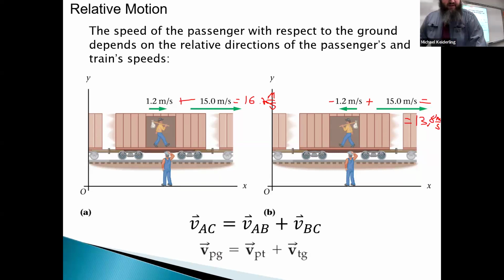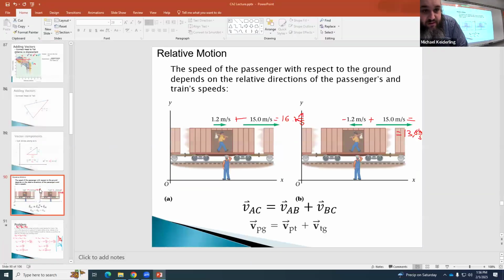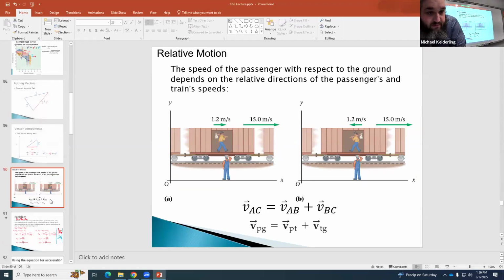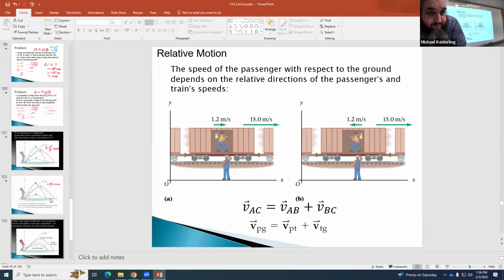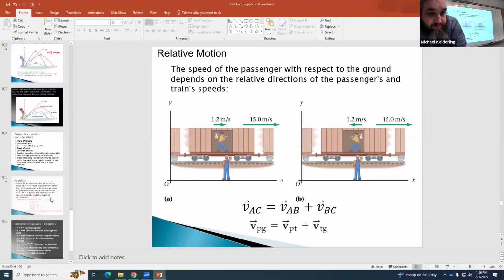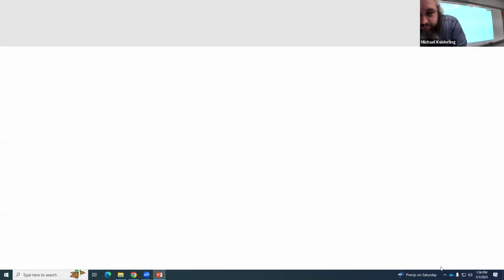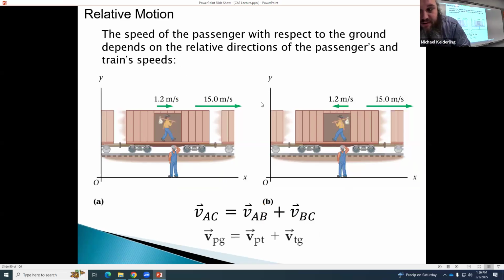I forgot to clear some stuff. That's not what I want to do.